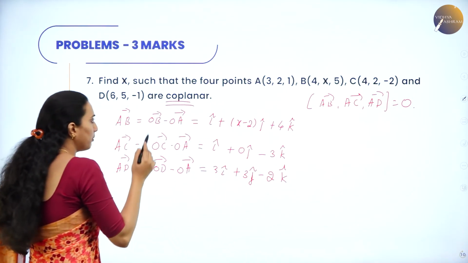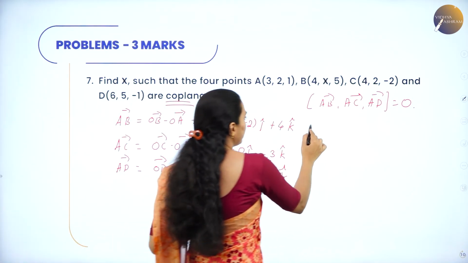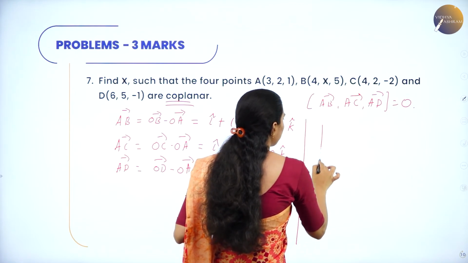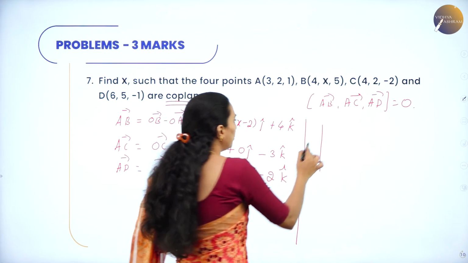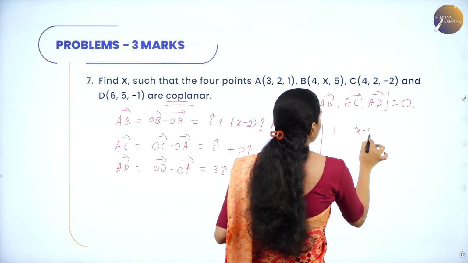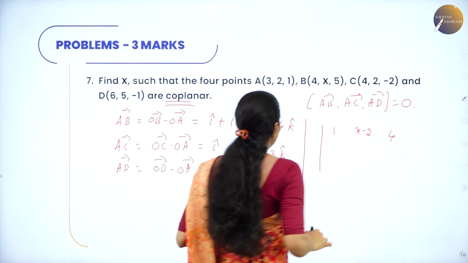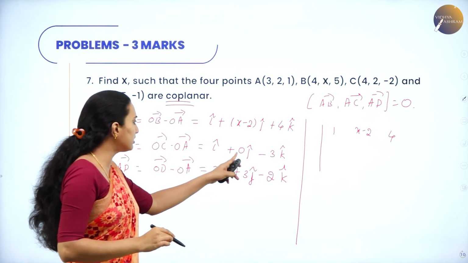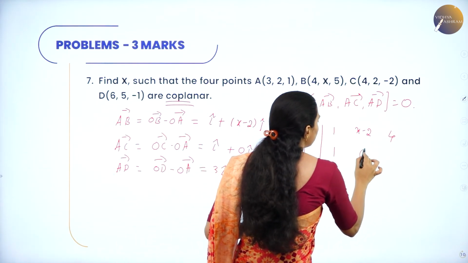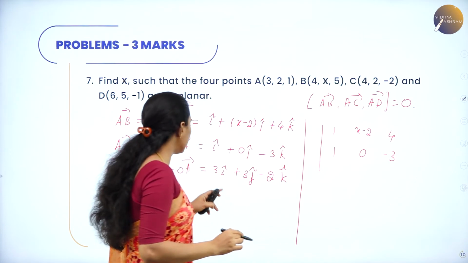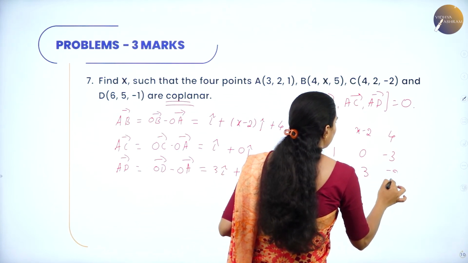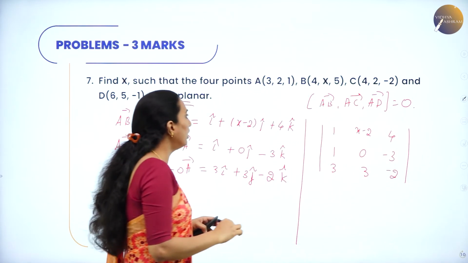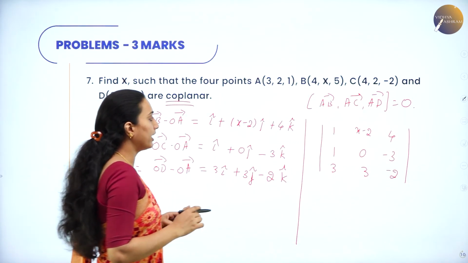Now let us take the box product of this. Here I have taken already the box product of the coefficients of AB, which is 1, minus 2, and then 4. Next you are going to get 1, 0 and minus 3. Next is 3, 3, minus 2. So here, let me expand it.